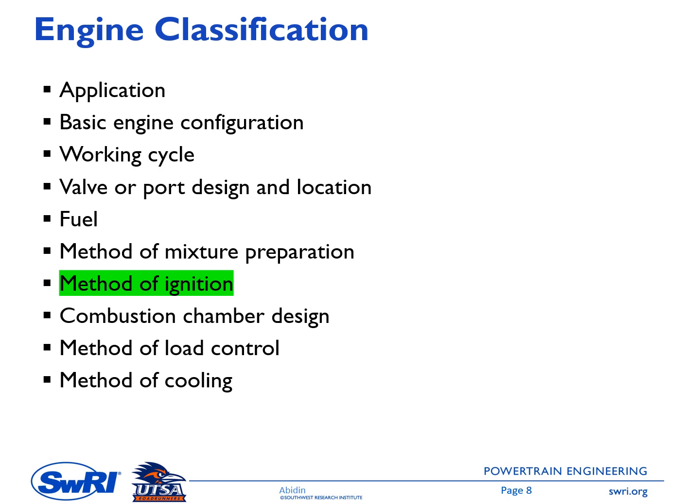It can be classified by valve or port design and location. So in this case, we might see overhead valves, underhead or L-head valves, rotary valve. So we will have a look at these different types of valve train system, I think in chapter 6. It can be classified by the fuel.